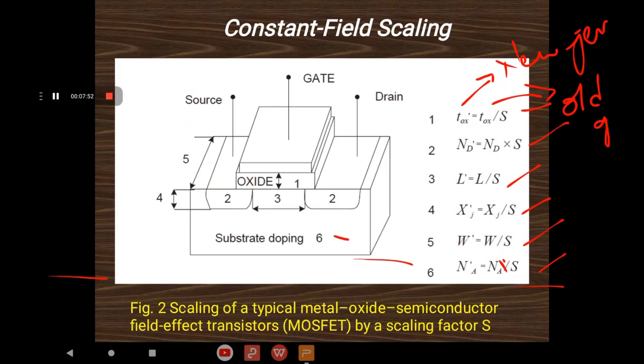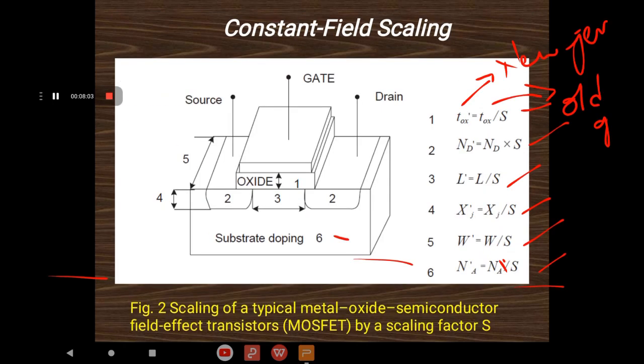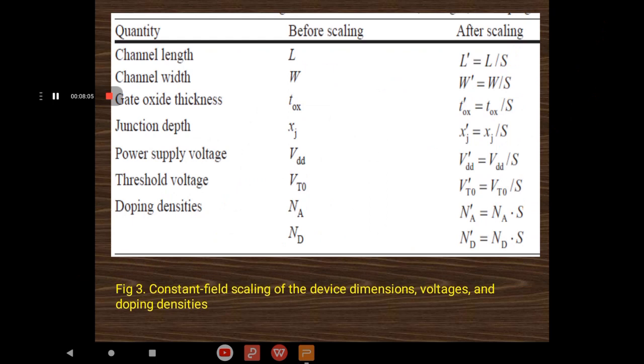So channel length, that is L. This channel length after scaling is L dash equal to L by S, as well as channel width W, that is also W dash equal to W by S. Gate oxide thickness is also decreased by a factor of S.